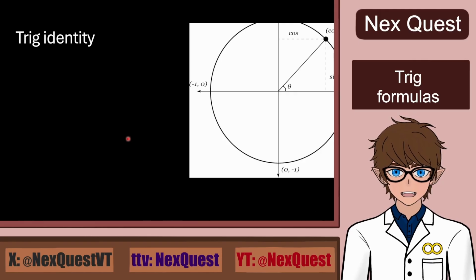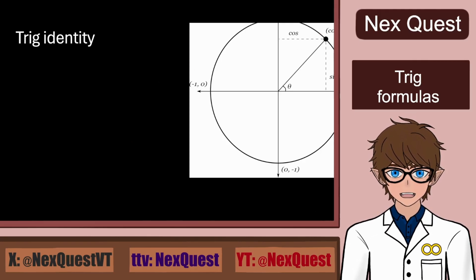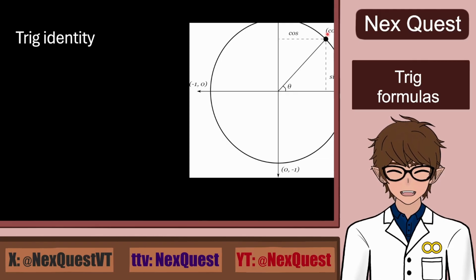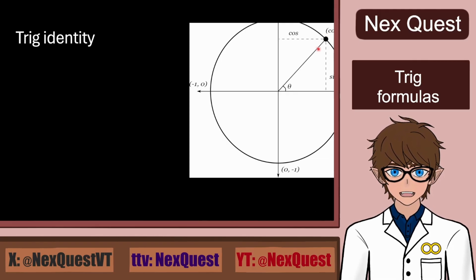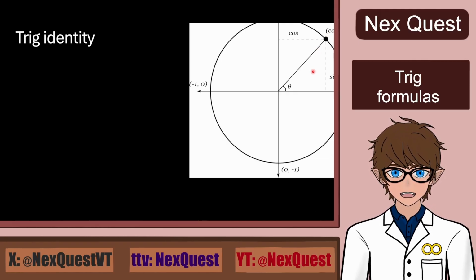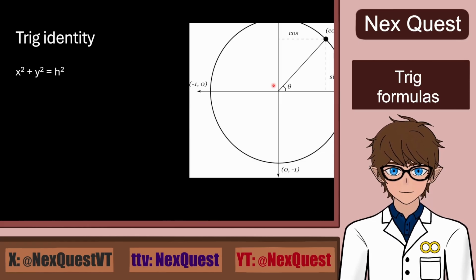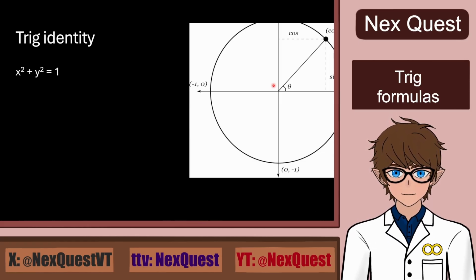For that we need our unit circle again. Then we'll take a random point on the circumference and determine its coordinates as x and y. Now we will write the Pythagorean theorem for the length of the hypotenuse. So x squared plus y squared equals h squared, so hypotenuse. But in our unit circle, the hypotenuse length is equal to 1, so let's substitute that in. 1 squared is 1.